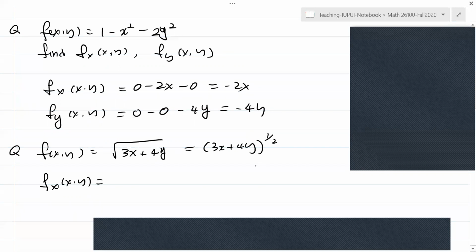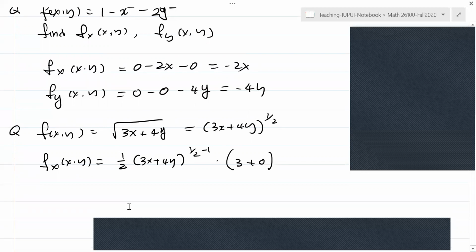So you look at this, right? This is a square root. First, by the chain rule, you have to write this: 1/2, 3x plus 4y to the power of 1/2 minus 1. Then you differentiate the expression inside. When you differentiate 3x plus 4y, the first term will be 3, the second term will be 0. So the first step, you write down like that. Then you simplify.